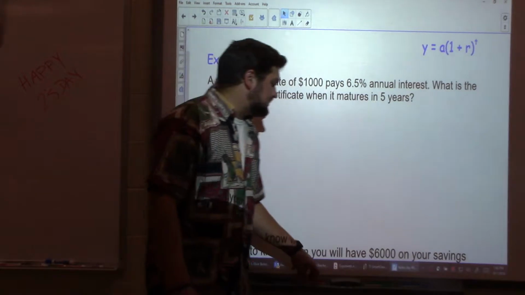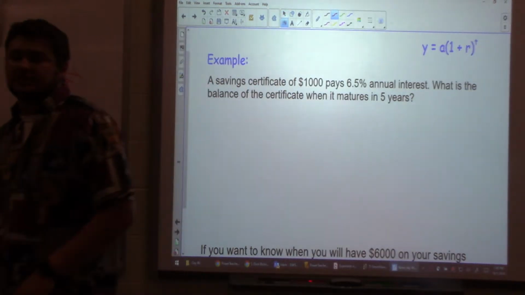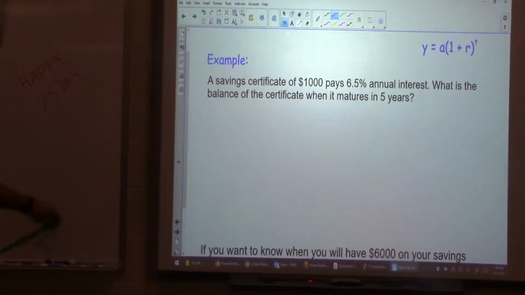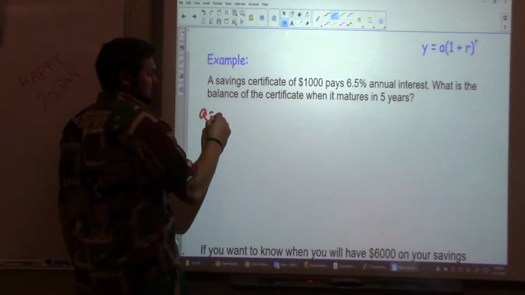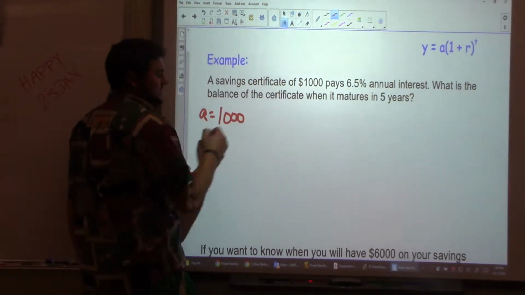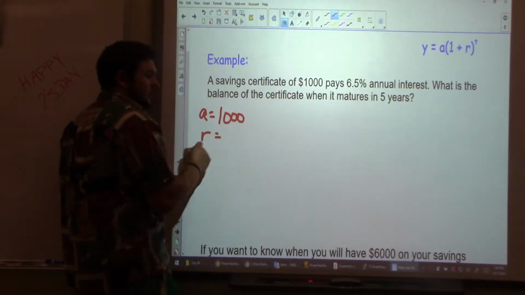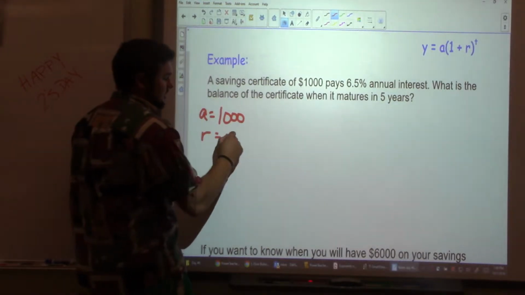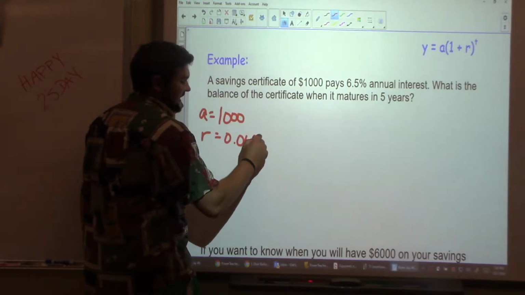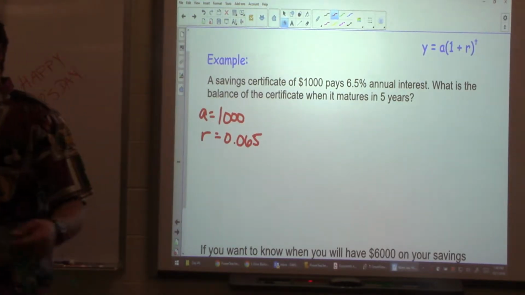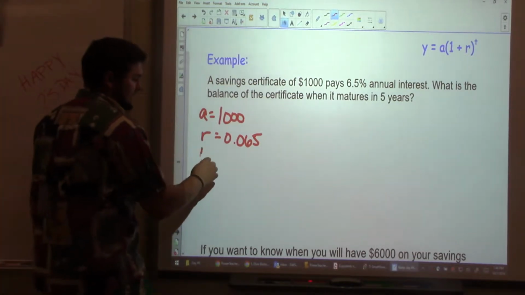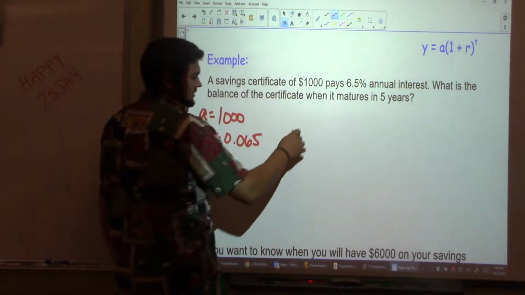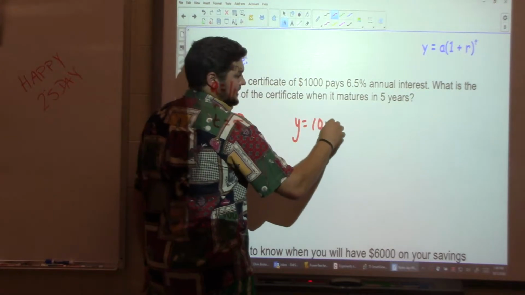A savings certificate of $1,000 pays 6.5% annual interest. What is the balance of the certificate when it matures in 5 years? Well, my A value, I'm starting with $1,000. My R, my rate, is 0.065. Right, we're writing our rate as a decimal always. And my time period is 5 years.